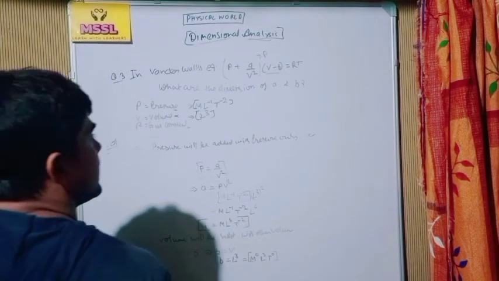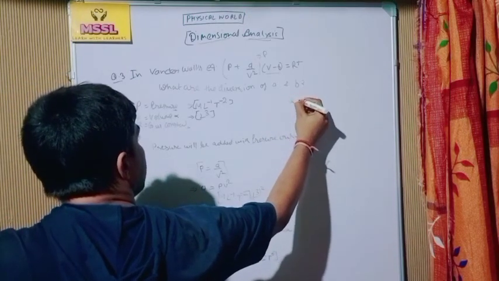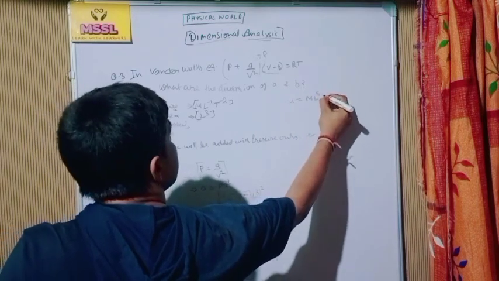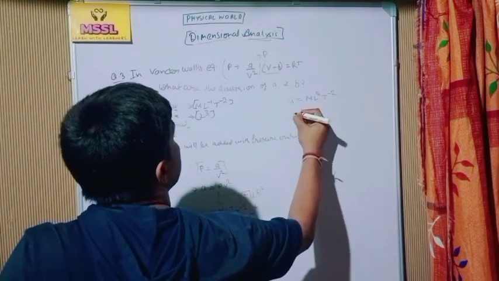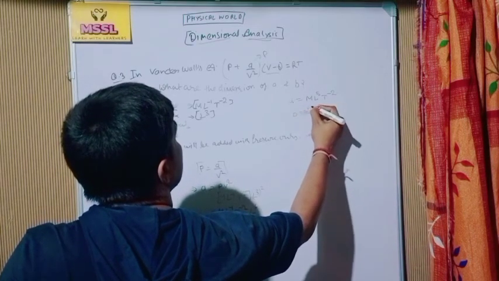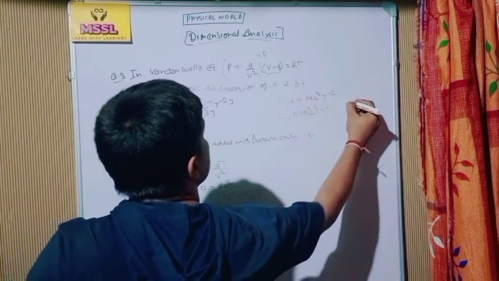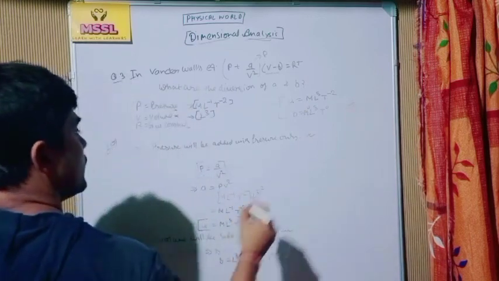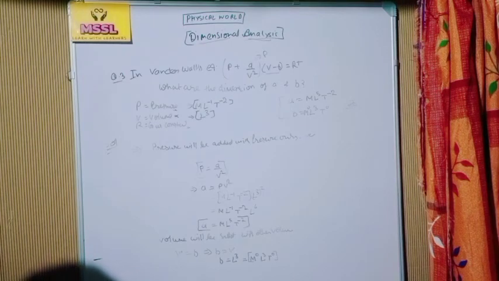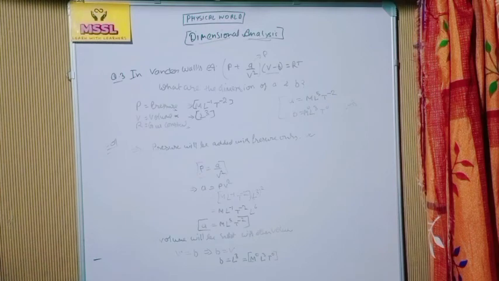So our final answer for this one is: a equals M L 5 T minus 2, and b is M0 L cube T0. So this is the answer we get. I hope this much is clear till now. Just have a look for a second.